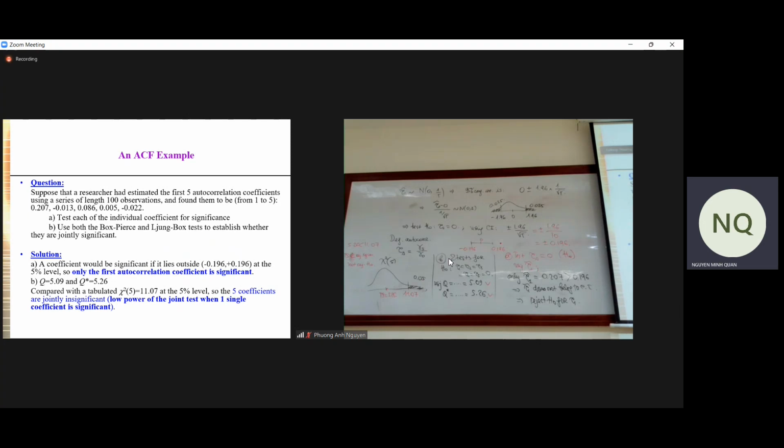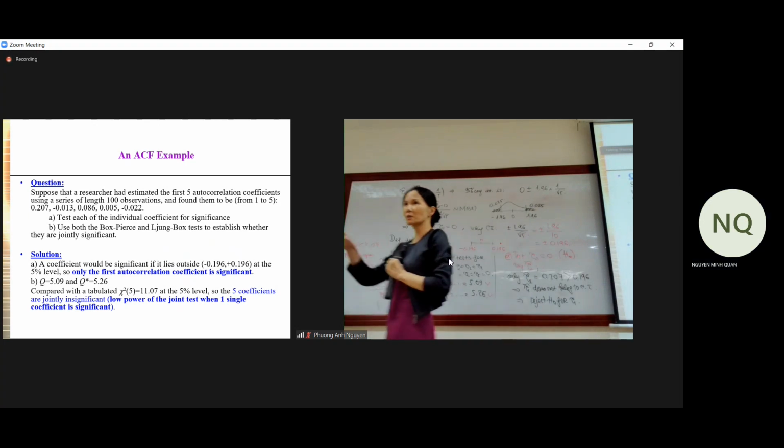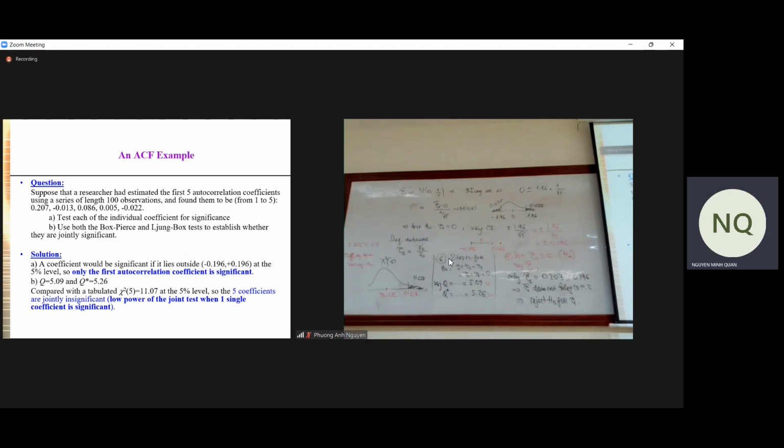So what is the reason? If we look at the values, the first one is somehow bigger, but how about the others? The others are very, very small. So when you conduct a joint test, somehow you dilute all the values together. One of them is larger, but all the others are very small, so on average they are rather small. So this test doesn't detect the fact that one of them is significant and not the others.